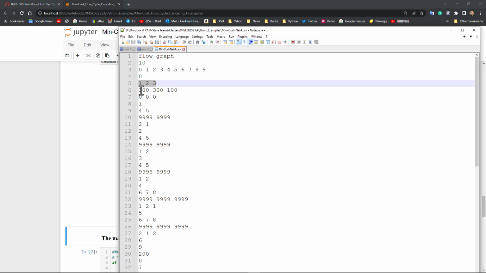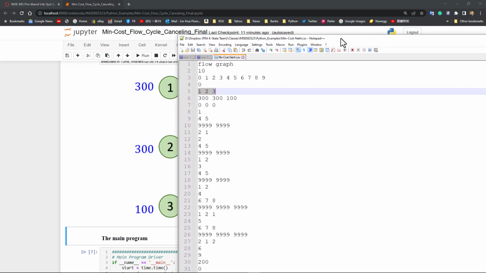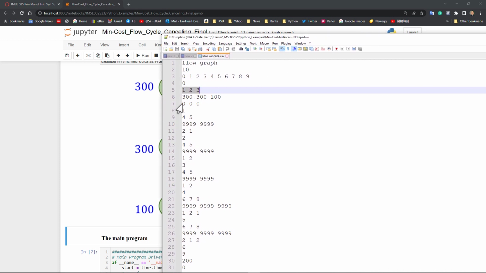And their capacity, the second line is the capacity is 300, 300, and 100, as we have in the graph. And the third is the cost. From this dummy node to any other destination node, their cost is always 0.